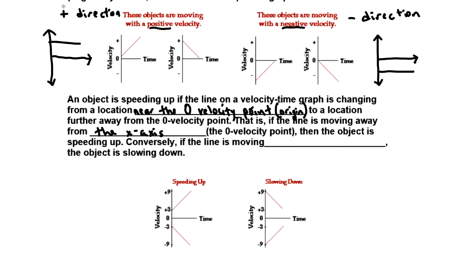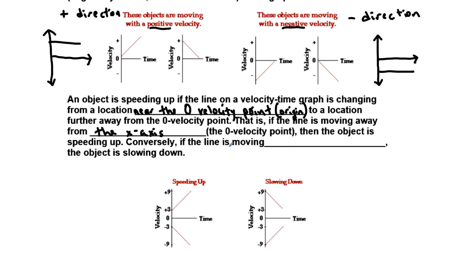Zero would refer to at rest. So if you're moving away from that zero point, you're getting faster. Notice how both of these are moving away from the x-axis. They're moving away from zero, getting faster and faster. It's just that this one's going in the positive direction and this one's going in the negative direction. So this one's going from 3 meters per second to 9, and so is this one, negative 3 meters per second to negative 9 meters per second. The negative just simply means it's going in the negative direction.